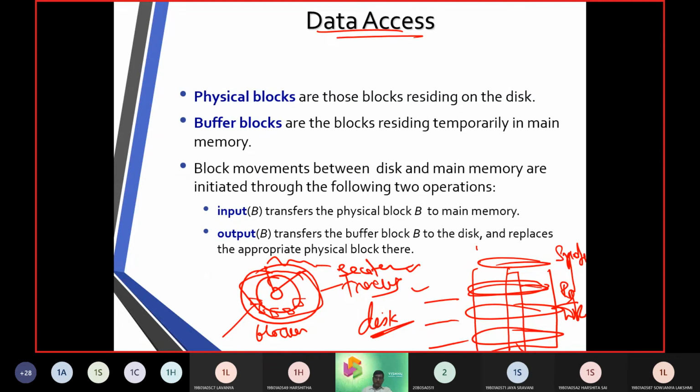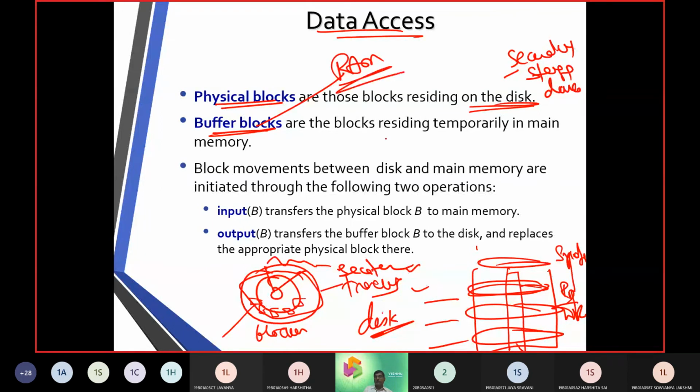So in general, when we talk about access of blocks, they can be the physical blocks, which are in the secondary storage devices. So that is what we call physical blocks. But when we call them buffer blocks, they will be in the random access memory, and they are going to be temporary.